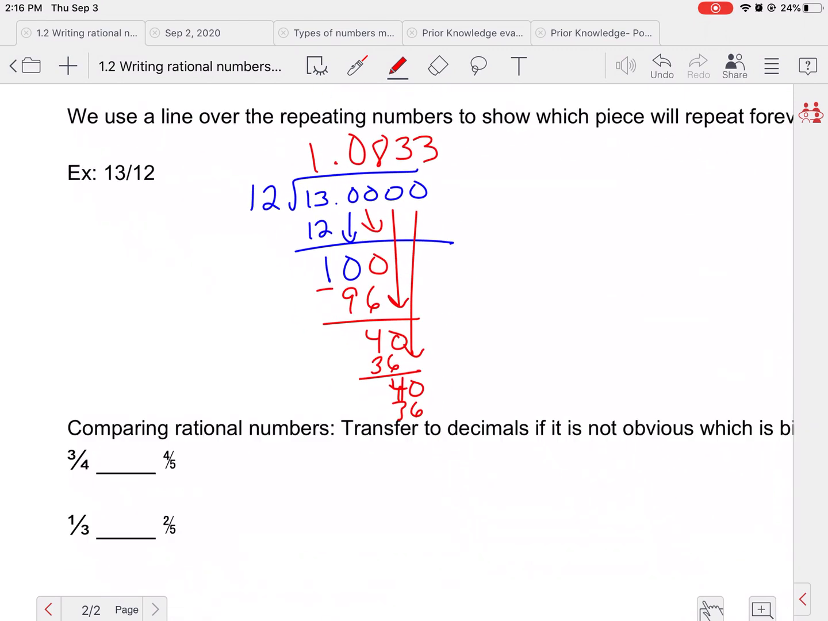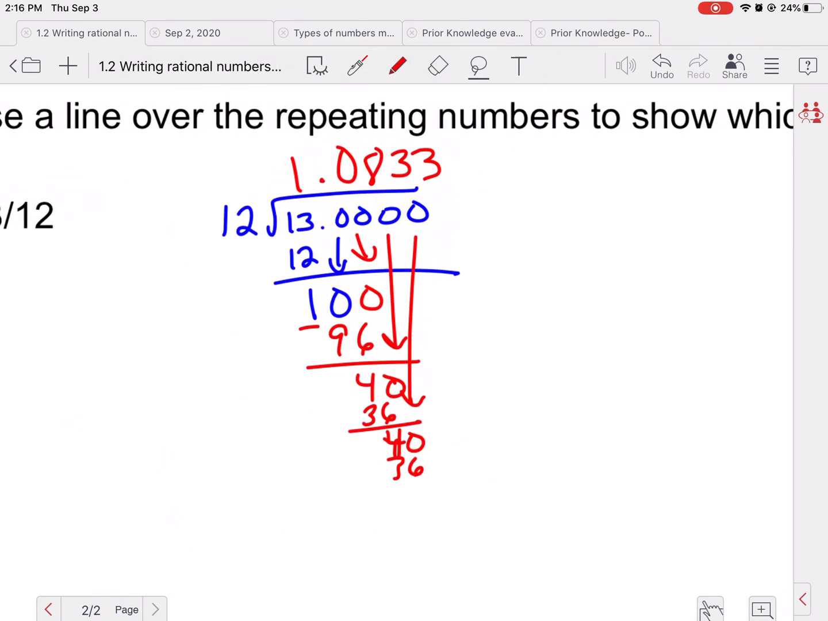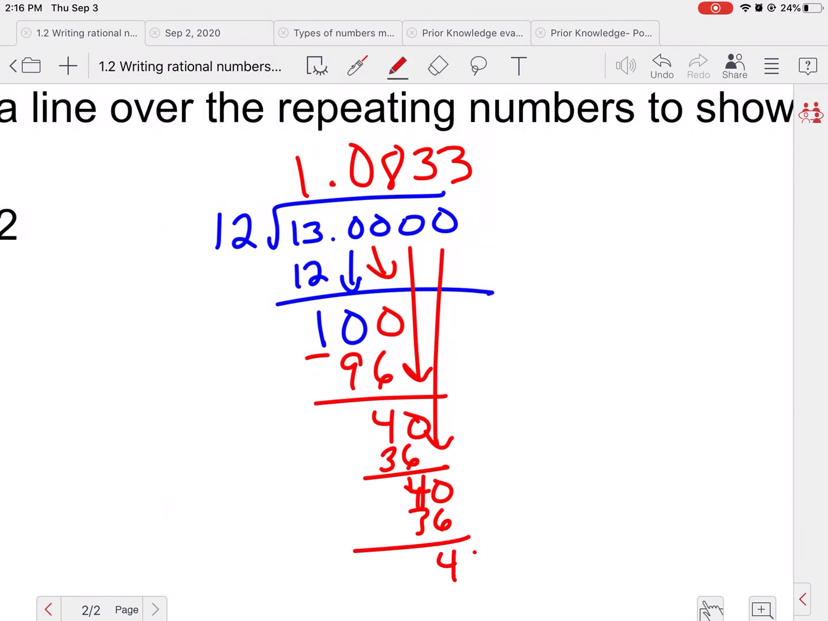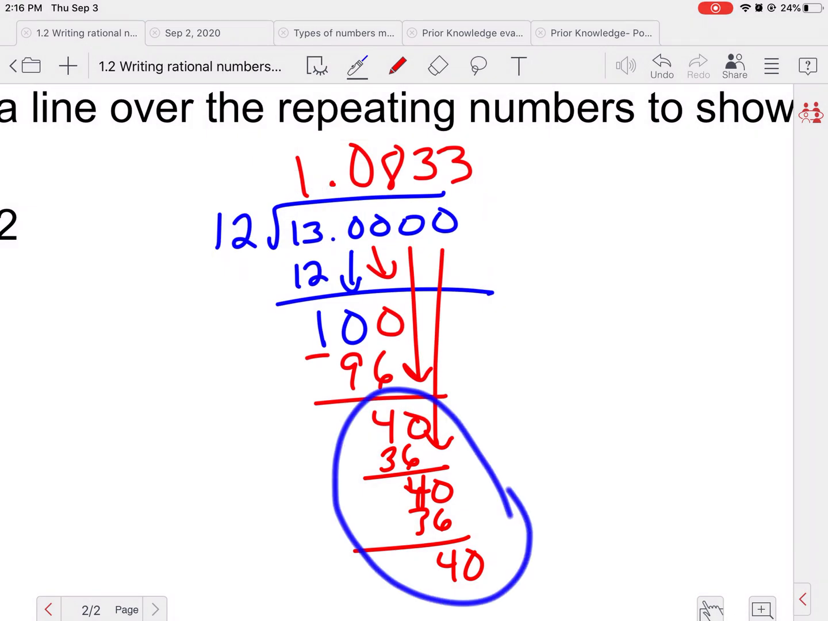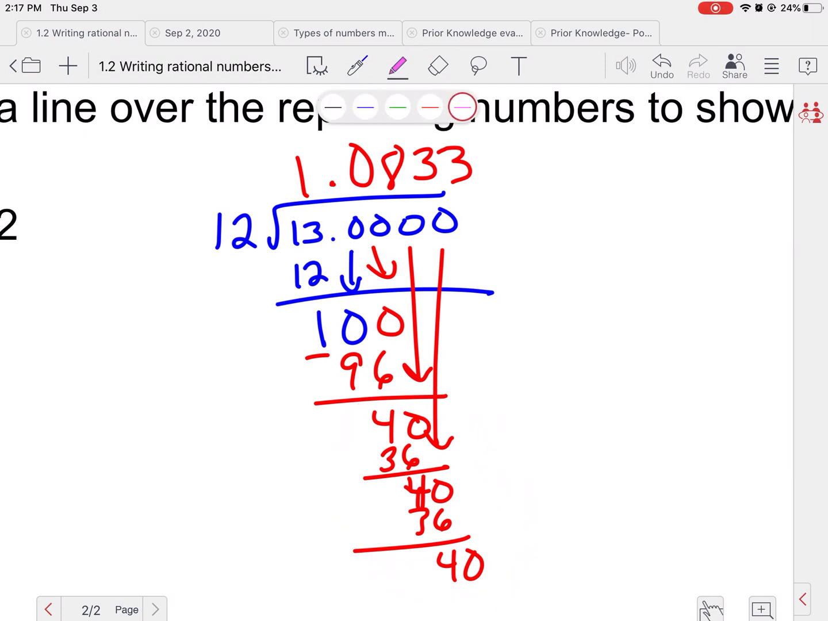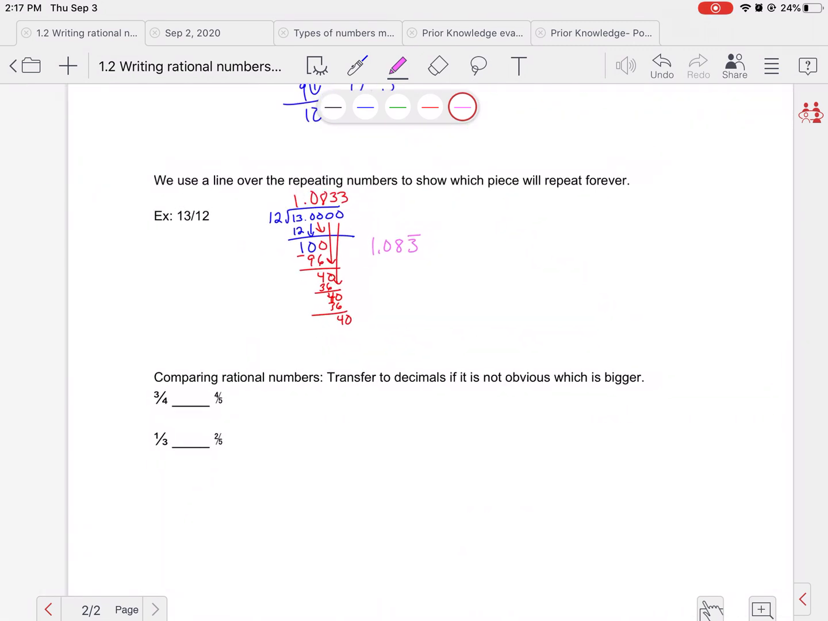And if I subtract again here, I notice I'm getting a 4 and then a 0. So I can start to see that pattern forming, that I'm constantly going to get this 4 every time I subtract, okay? So the 3 is what's repeating. So I can write my answer as 1.083, and we're going to have a bar just over the 3 because that's the only part that's repeating. Okay, so that's kind of it for long division for this one.